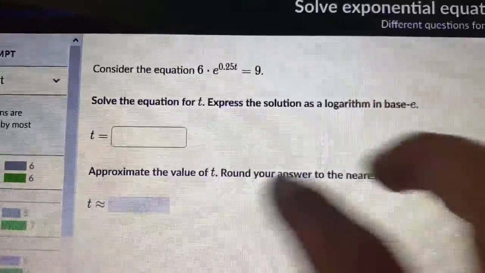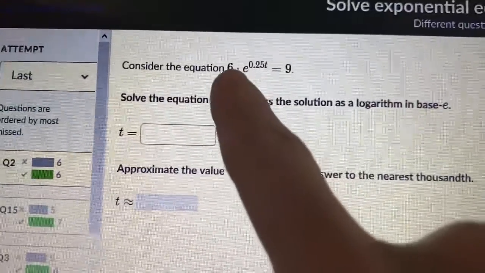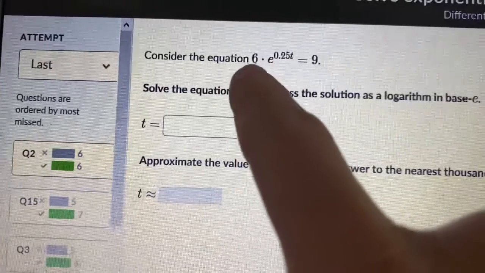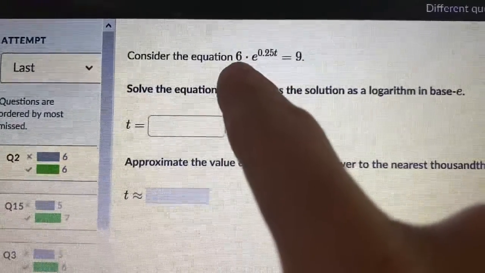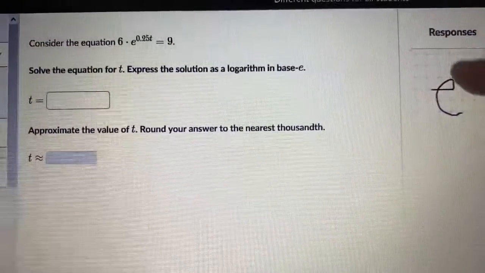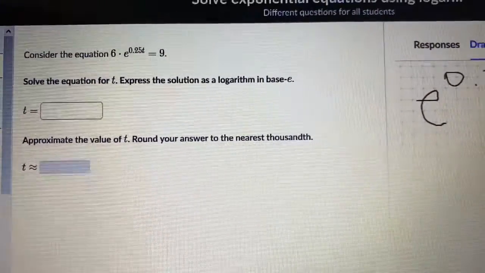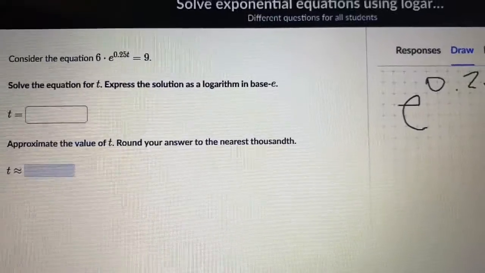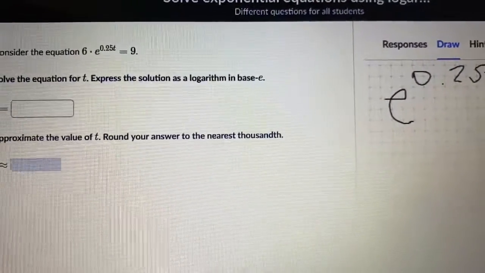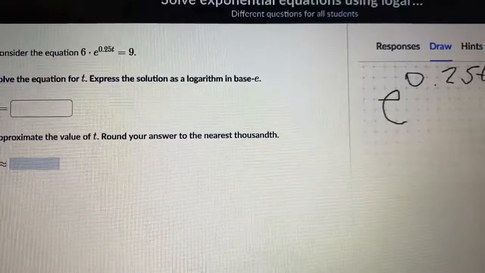Remember, equality: you still have to do on one side what you do on the other. First thing, I want to get this e by itself. So to do the inverse of multiplication by 6, I'm going to divide. So I basically have e to the 0.25t equals 9 over 6. And some of y'all realize, hey, that is 3 over 2.